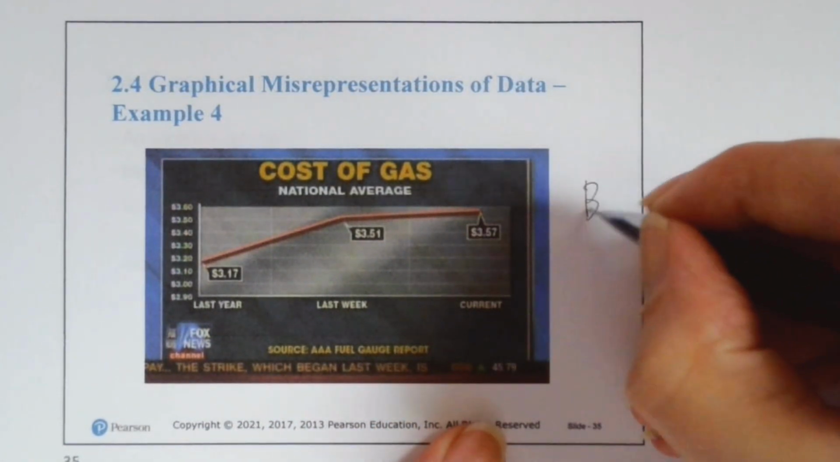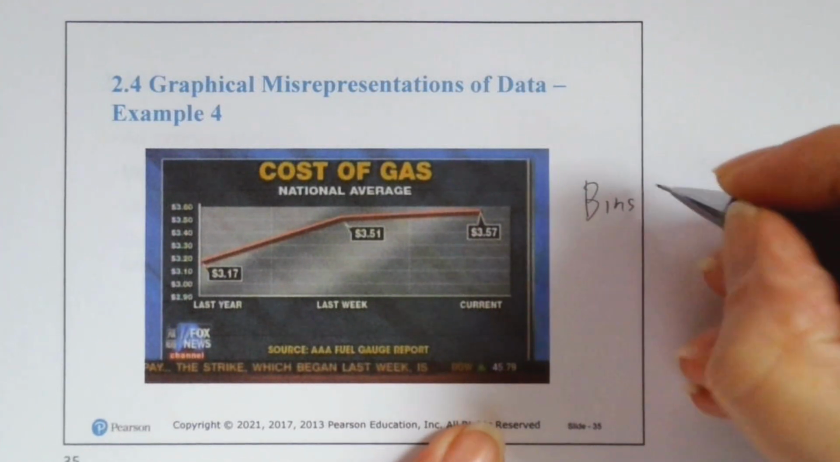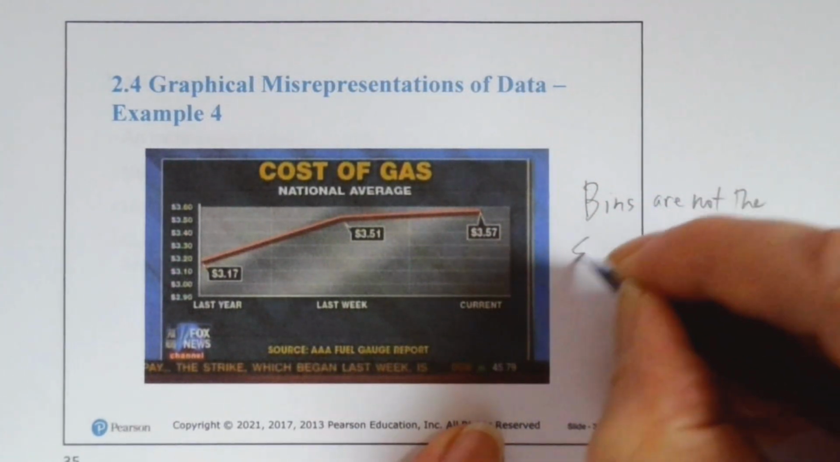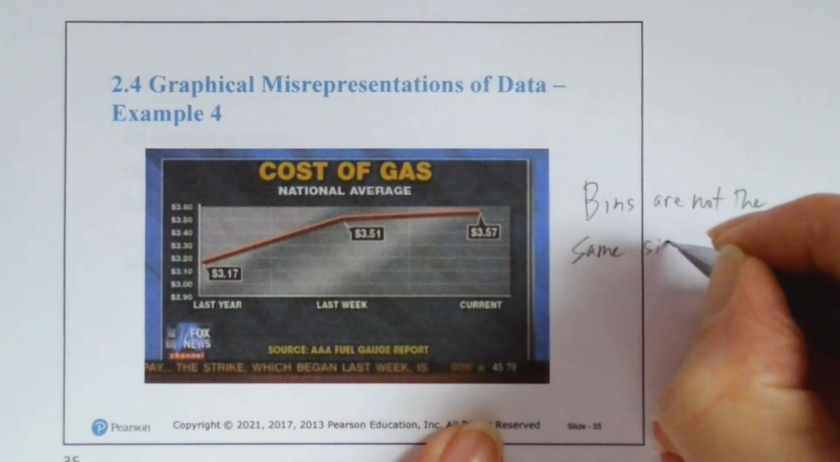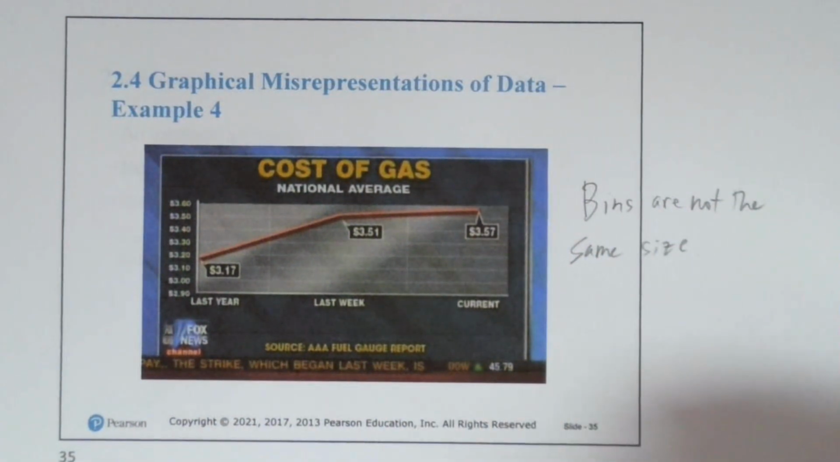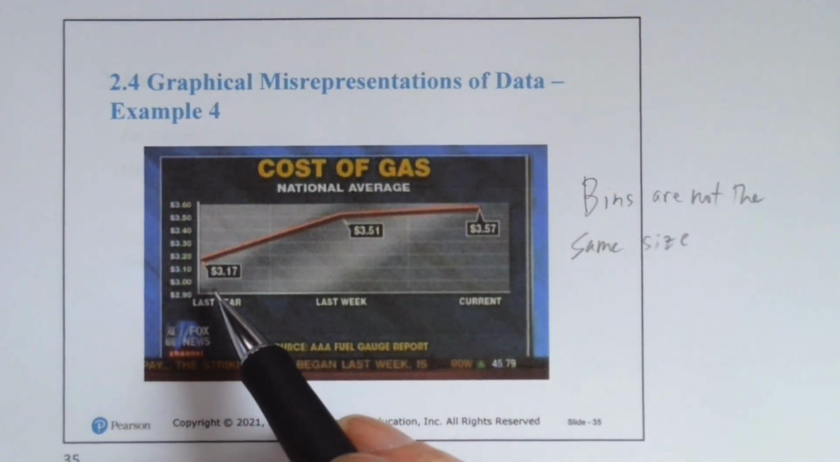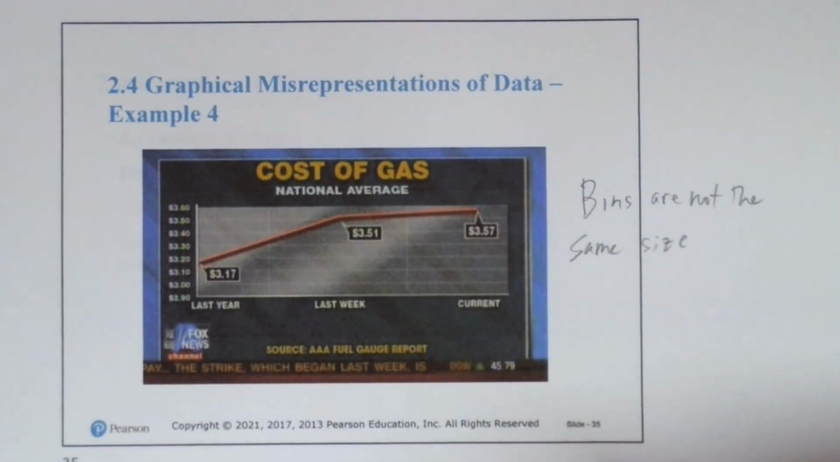So basically, the bins are not the same size. We're not just looking at weekly averages. This is a lot more broad, or at least it's vague. We don't know. All right, let's move on to the next example.